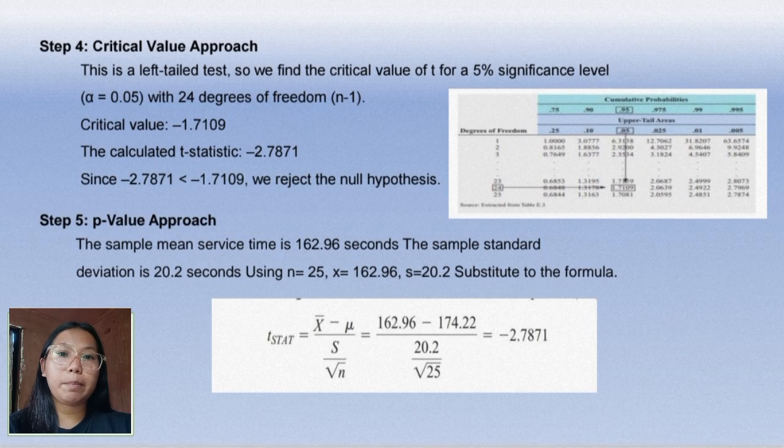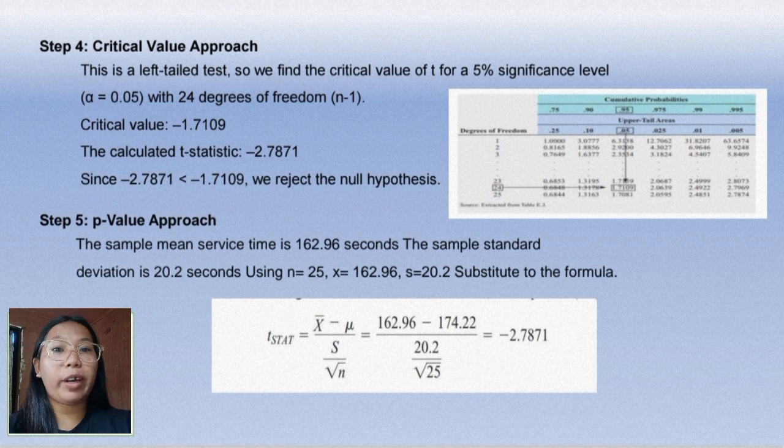The next step is the critical value approach. This is a left-tailed test, so we find the critical value of t for a 5% significance level, alpha equals 0.05, with 24 degrees of freedom. The 24 degrees of freedom come from n minus 1, so 25 minus 1. Our critical value is equal to negative 1.7109.